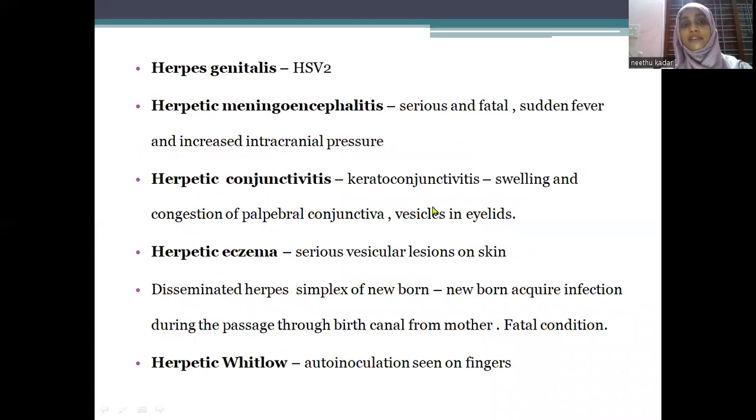Other primary infections are herpes genitalis, which is a common disease of the genitalia. The causative virus is HSV2. Herpetic meningoencephalitis is a serious disease, a serious form of herpes infection.